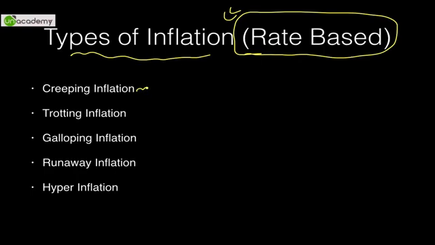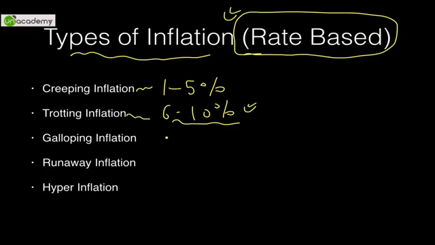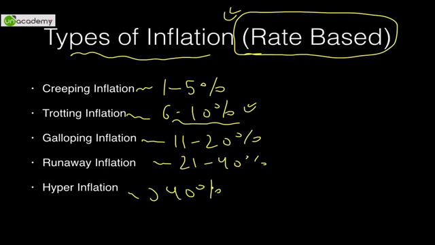Creeping inflation basically means that the inflation is in the range of anywhere between 1 to 5%. Trotting inflation, again 6 to 10%. Again, it can depend from country to country, nation to nation, state to state, economy to economy. Galloping inflation is anywhere between 11 to 20%. Runaway inflation is anywhere between 21 to 40. Hyperinflation is usually more than 40%. It can go up to 1000%, 10,000%.